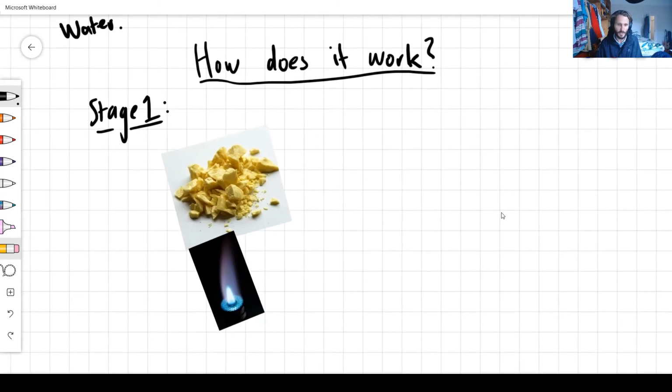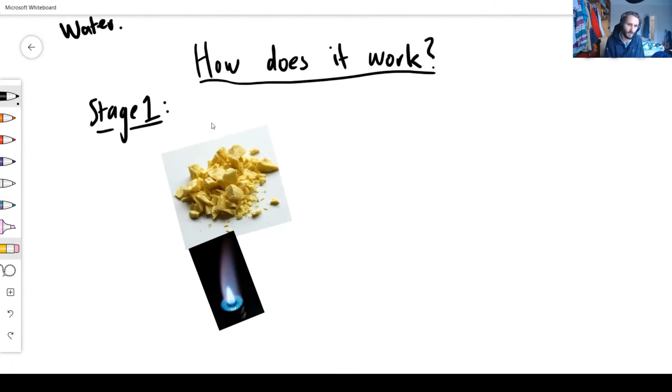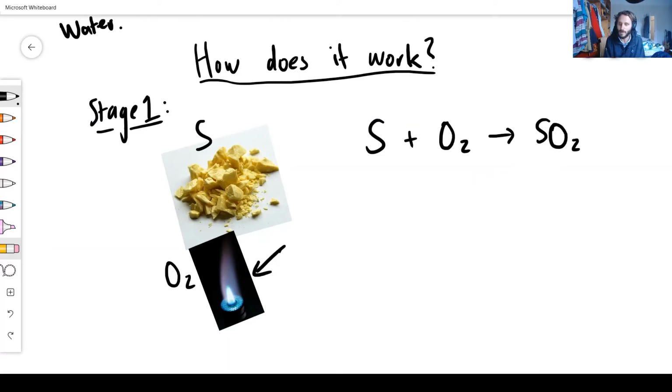Okay, first stage, here we go. We take our raw sulfur. Here it is, just the symbol I'm going to use, sulfur, and then we are going to use the oxygen over here, and it's as simple as that. We take sulfur, we burn it in oxygen. That's why I've provided you with a nice little picture of a Bunsen burner, and we are going to make sulfur dioxide. Now this is a poisonous gas.